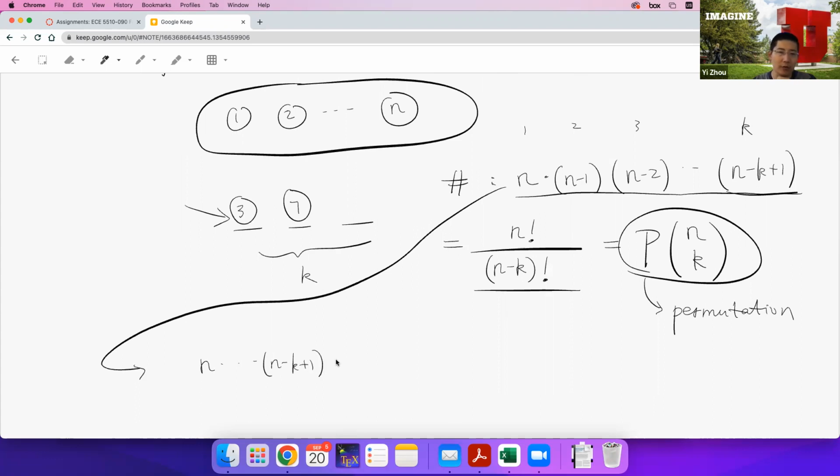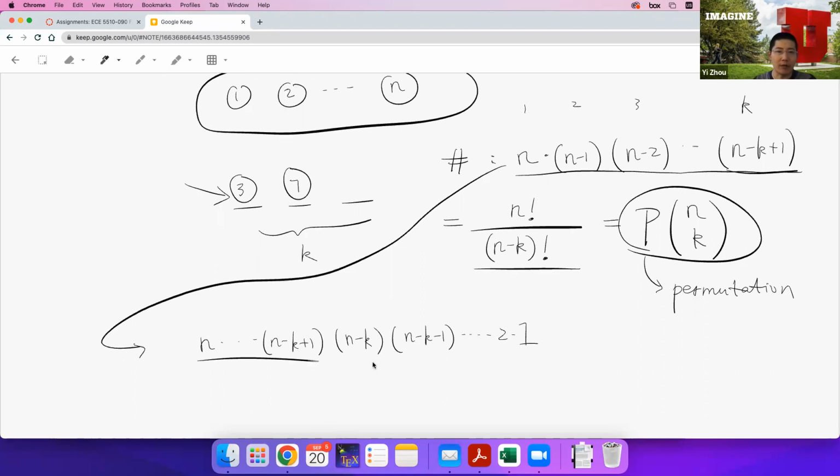You can introduce additional factors. Okay, so you keep doing that until you reach 1. But to make everything equivalent, you need to divide it by the same number of factors you introduced.